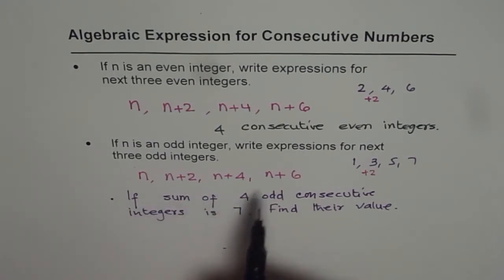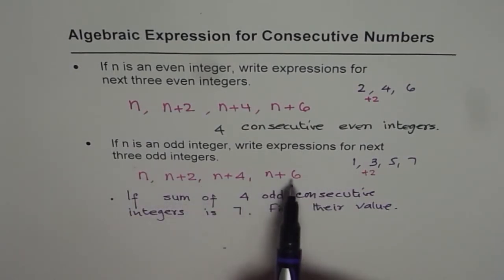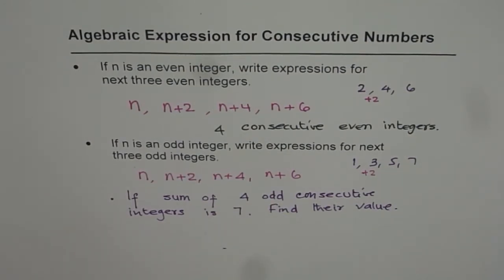So first make an equation, write down your integers, add them up, equate to 7, and find the value of n, and then you can get the value of the others. So that is how you can solve equations or problems relating to numbers which come together, or consecutive numbers. I hope that's clear, right? We'll do one more video on this so that you really get the sense of consecutive numbers. Thank you and all the best.